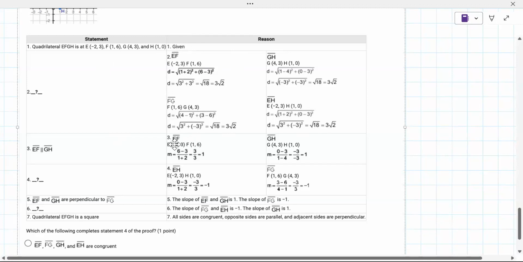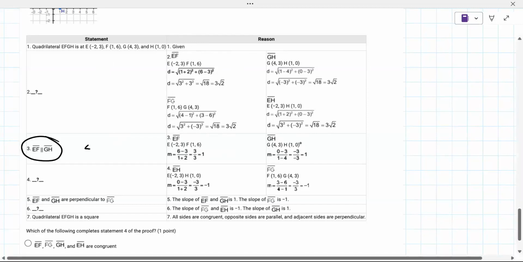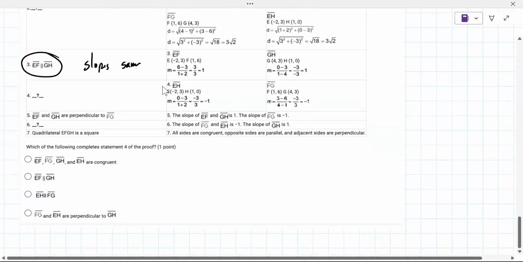EF has a slope of 1. GH has a slope of 1. That means that they are parallel. So when you prove that the slopes are the same, that means the line segments are parallel. That's enough here for you to tell me what 4 is. Because EF has a slope of 1 and GH has a slope of 1, EF is parallel to GH. That should be enough for you to tell me what number 4 is.